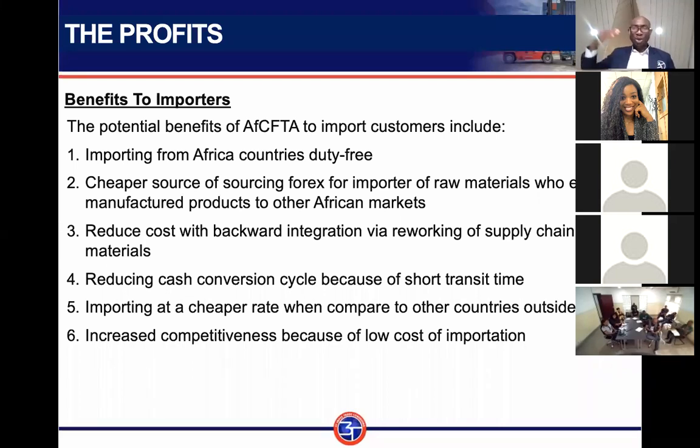If they decide to do backward integration by reworking their supply chain, they can reduce the cost of purchasing raw material. Of course, reduce cash conversion cycle because of the short transit time on the continent from port of loading to destination, importing at a cheaper rate when compared to other countries outside of Africa, and increase competitiveness because of the low cost of importation.